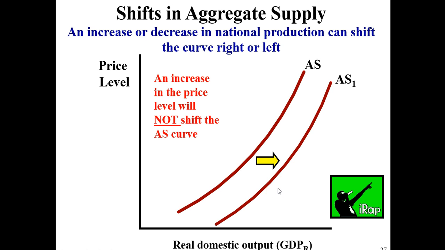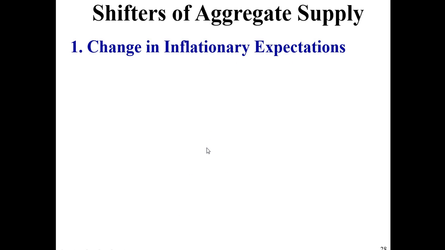And so here's an increase in national production, and we haven't talked about the shifters yet. I just want you to see this. That shift to the right is an increase in aggregate supply, and that shift to the left is a decrease in aggregate supply. So here are the shifters.